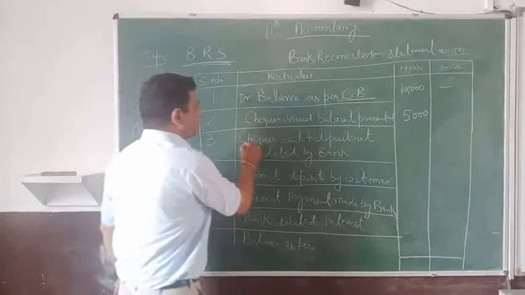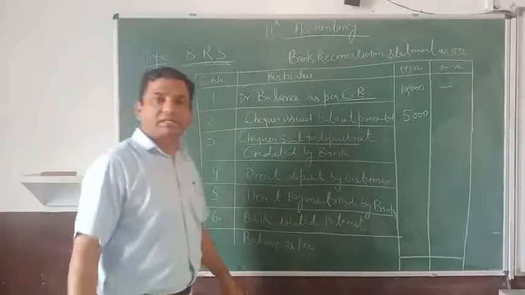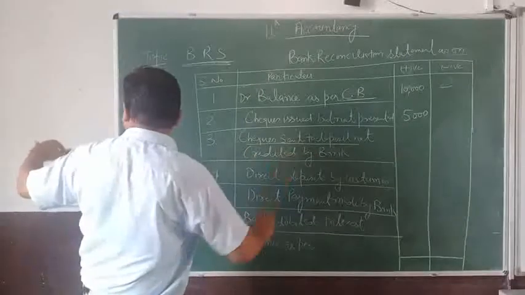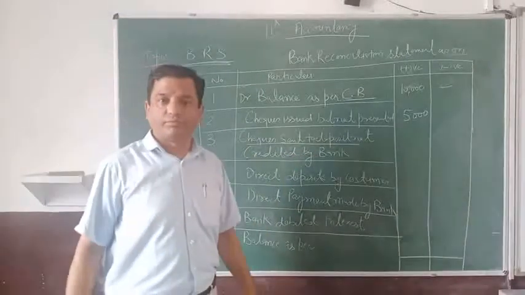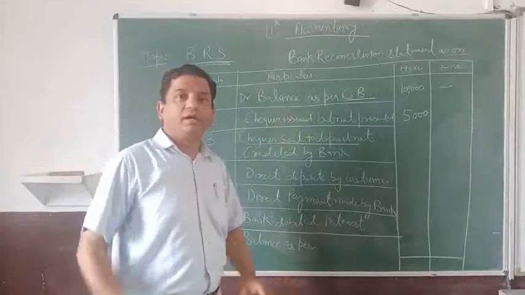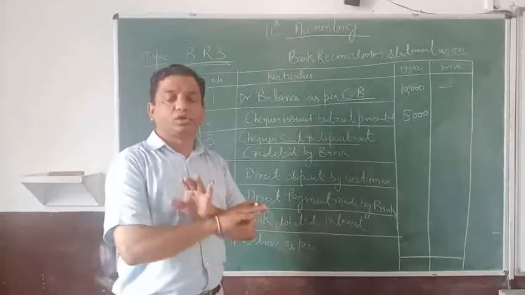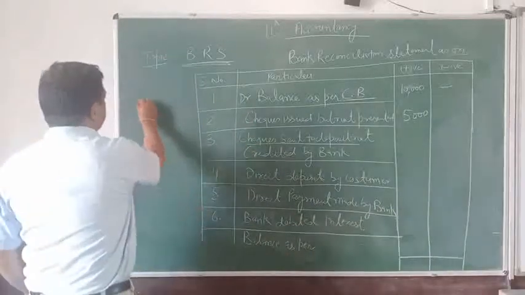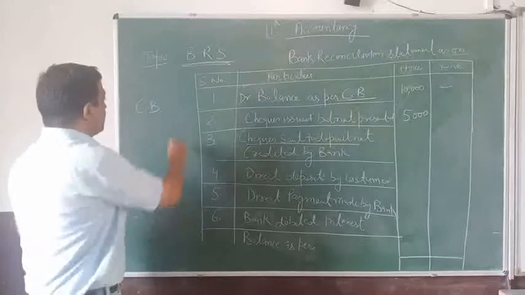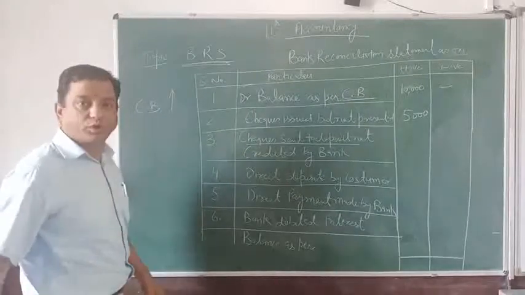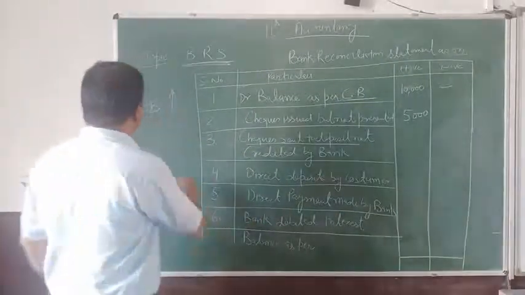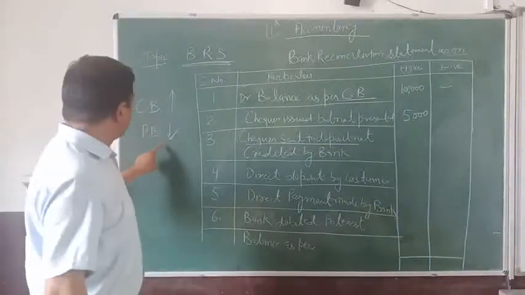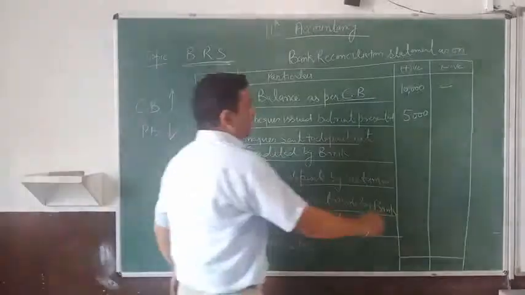Next, you have sent checks to deposit. आपने चेक जमा कराने के लिए भेजे बैंक में, and these were not credited or deposited by the bank. बैंक ने जमा नहीं की. Up to the end of that period, those were not credited by the bank. So in that case, what happened? As you sent the checks to the bank to be deposited, you have increased the balance of the cash book. But those were not deposited into the bank, so the passbook is down. Cash book is up, passbook is down. So you have to deduct.